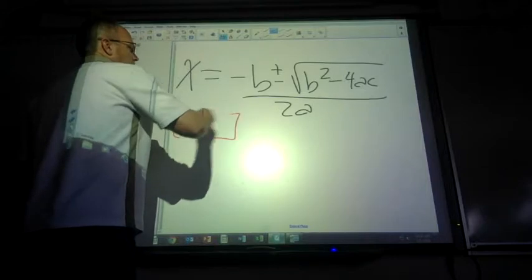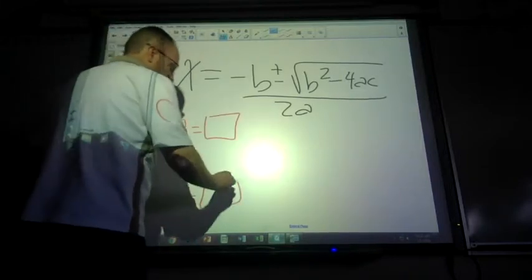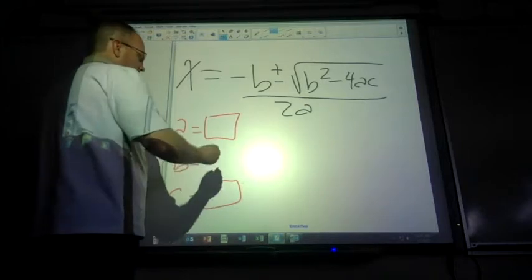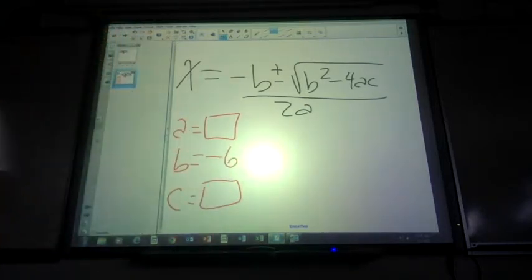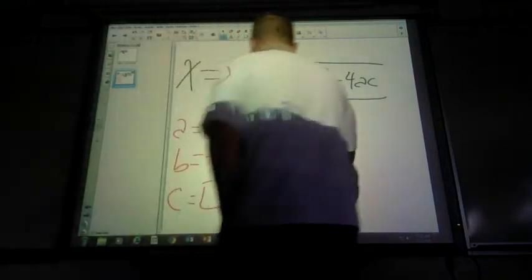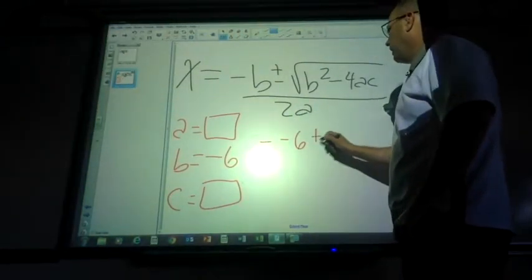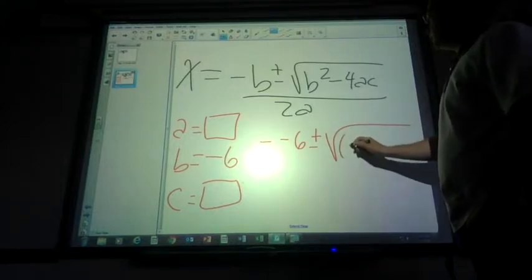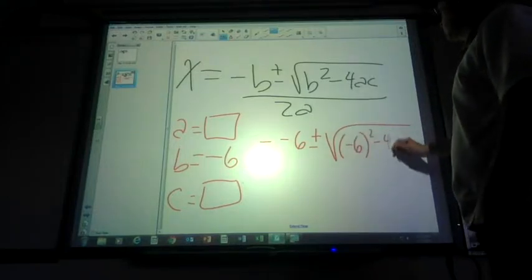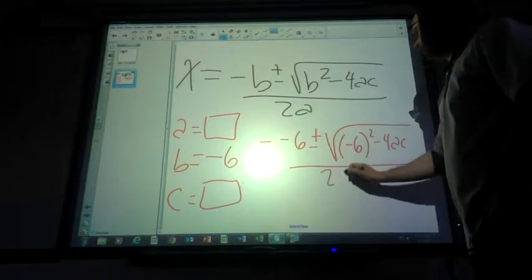You know, you're going to have some A value, you're going to have some C value, which is fine. What I want to focus on right now is, let's say we had a B value of -6. This is not a problem off the homework. This is just an example. So what's going to happen when I plug that -6 into that very first B value? It becomes positive. So when I plug this in, I get 6 plus or minus, and then you have -6 squared minus 4ac, all divided by 2a.